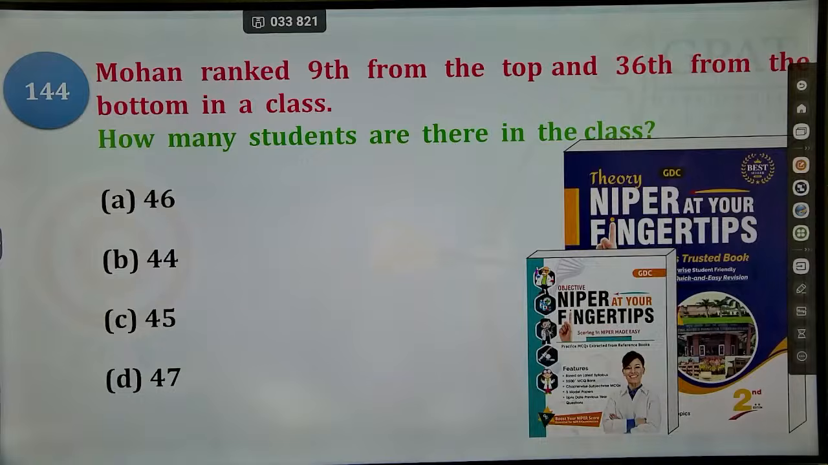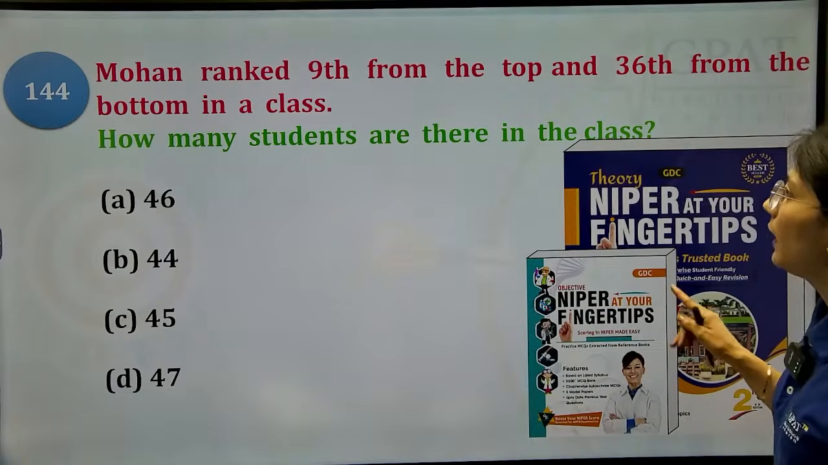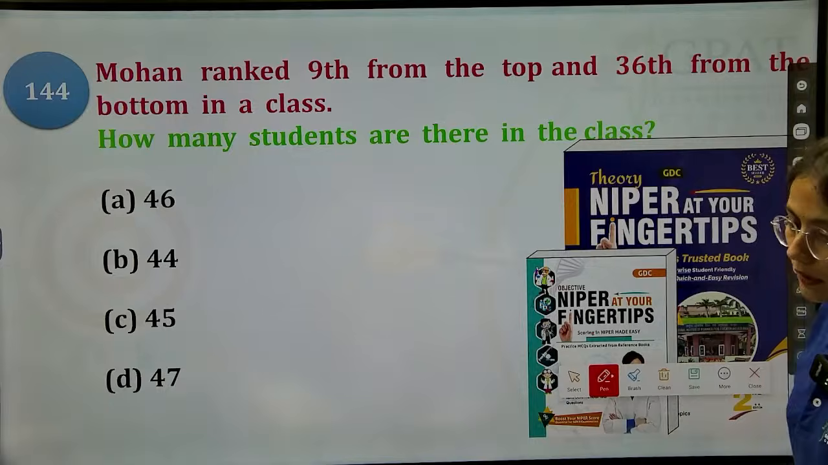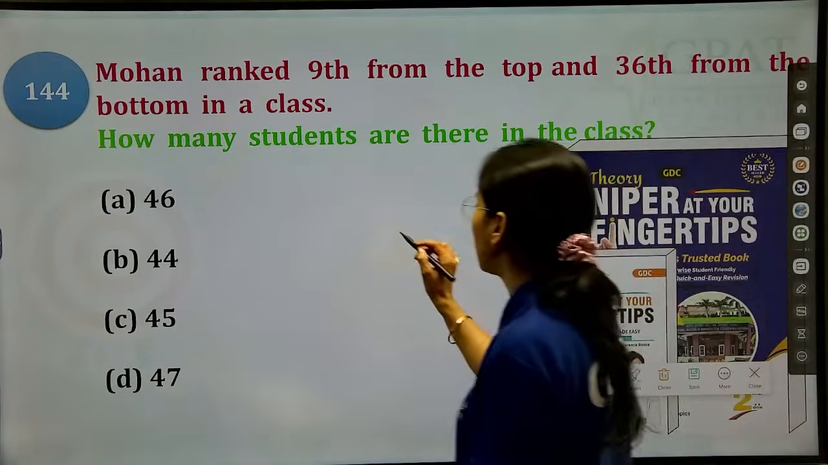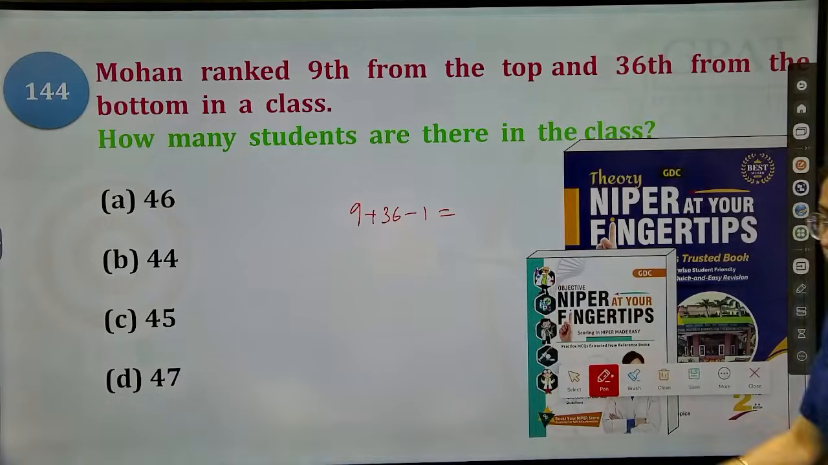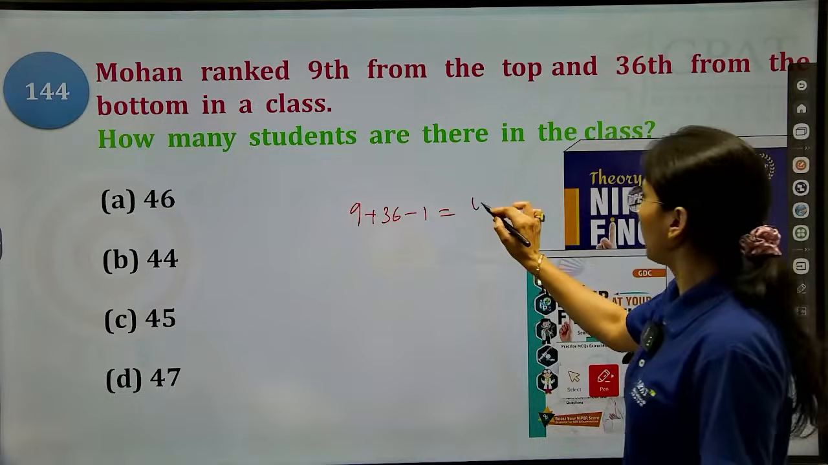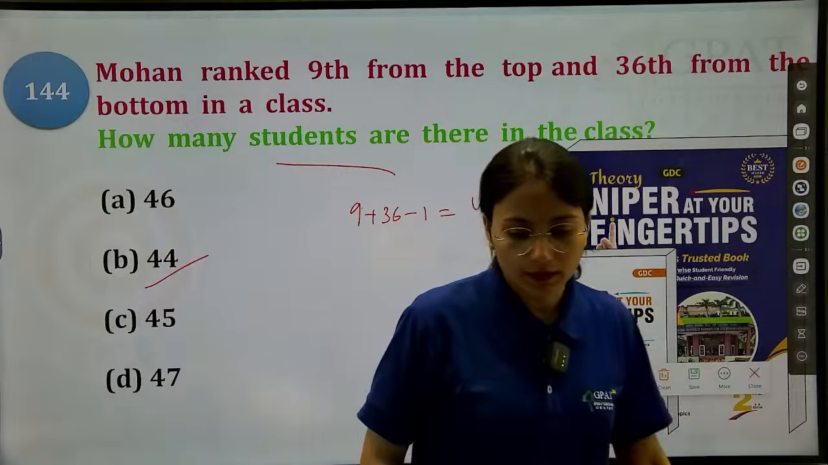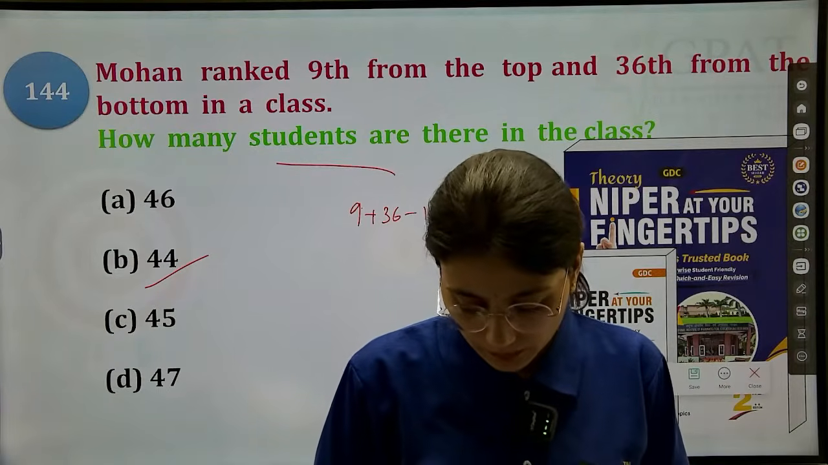How many students are there in the class? We have to find it. Mohan ranked 9th from the top and 36th from the bottom in the class. So we can directly use 9 plus 36 minus 1, and we will get 44. So there are 44 students. Option number B is correct.